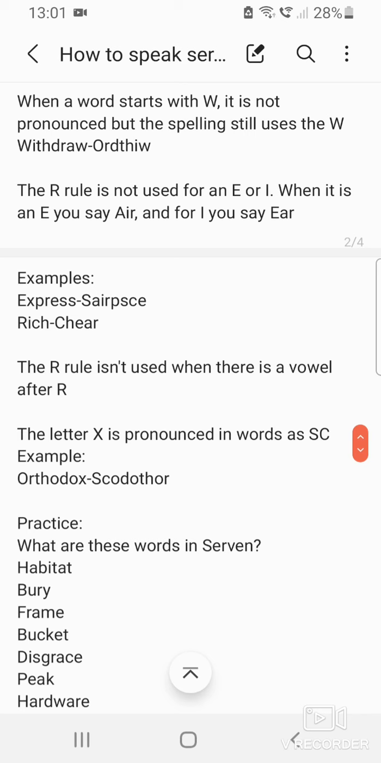When a word starts with W, it is not pronounced, but the spelling still uses the W. So this is similar to the H. You can't really pronounce the W at the end, it just sounds awkward. So here's the example. Withdrawal would be order, with the W at the end to indicate that it's there.